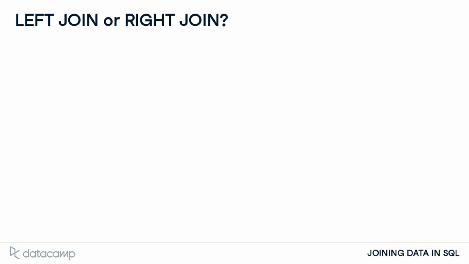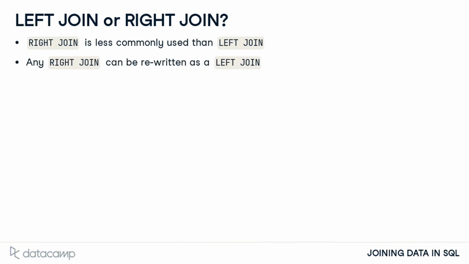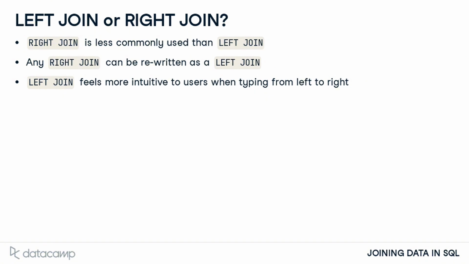Now that you're familiar with both left and right join, let's discuss why right join is less commonly used. A key reason for this is that a right join can always be rewritten as left join. Because we typically type from left to right, left join feels more intuitive to most users when constructing queries.